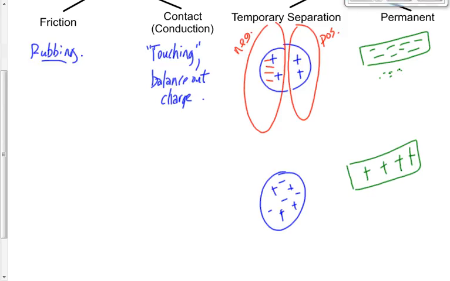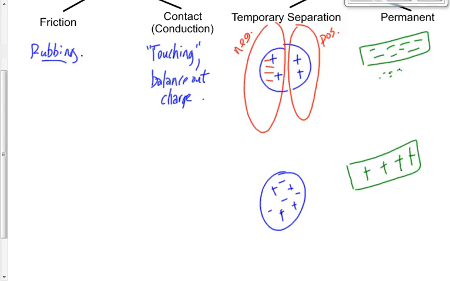What's going to happen to the protons in that neutral object? Yeah, they just stay where they are. Protons can't go anywhere, right? They got to stay where they are because they're in that nucleus, tightly bound. What's going to happen to the electrons in there?